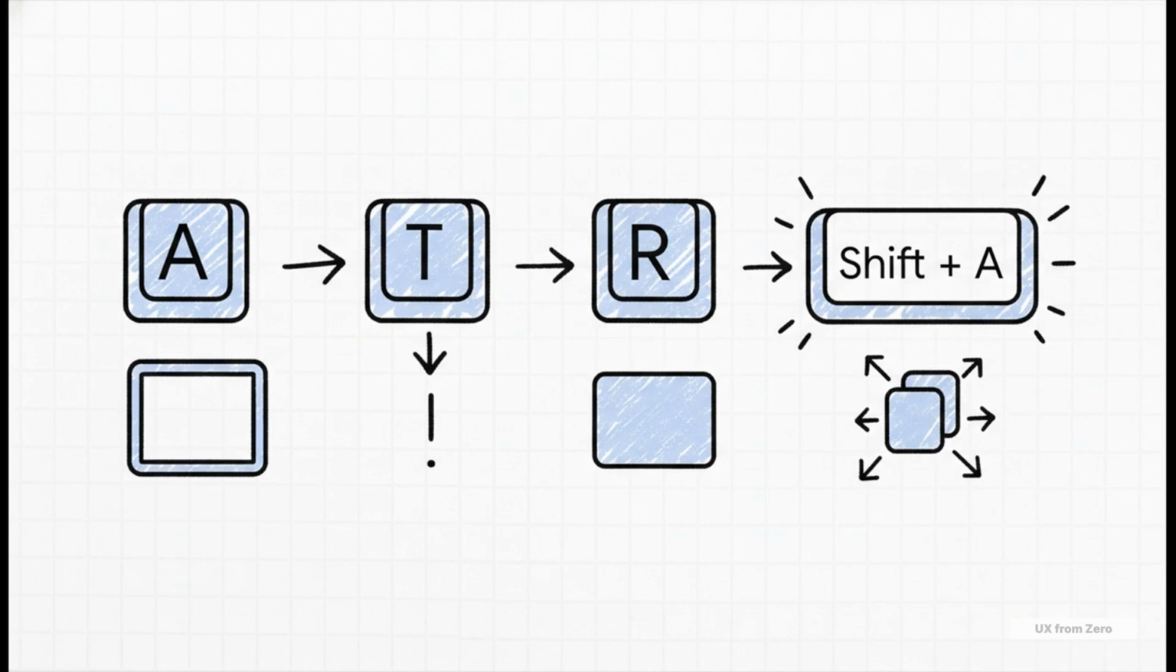Want the biggest productivity boost you can get? Learn these 4 shortcuts. That's it, just 4. A for the frame tool, T for text, R for rectangle, and the magic one, Shift plus A to add auto layout. Committing these to memory will make you feel like a pro almost instantly.